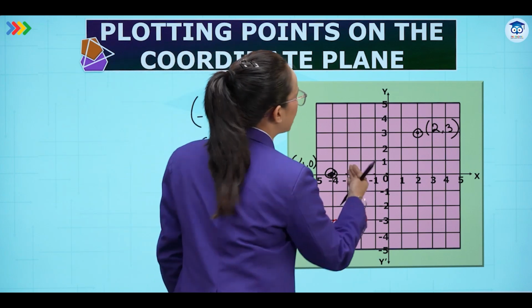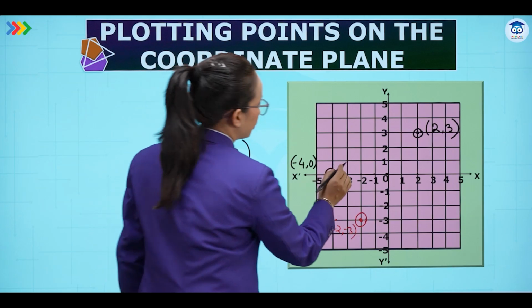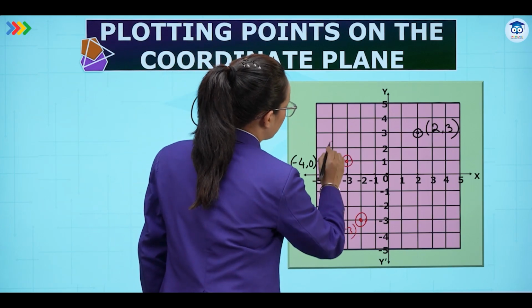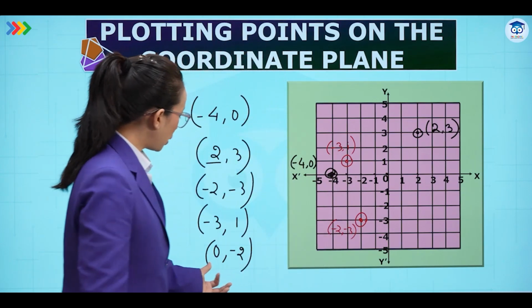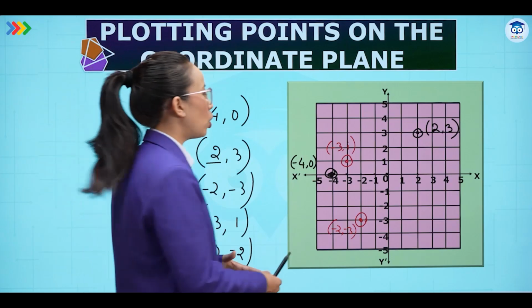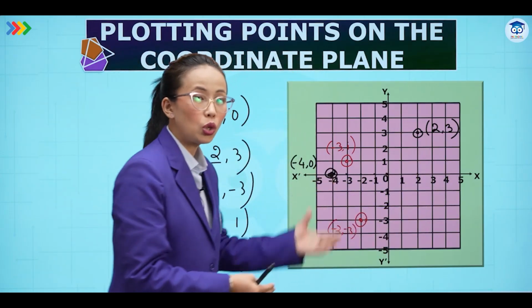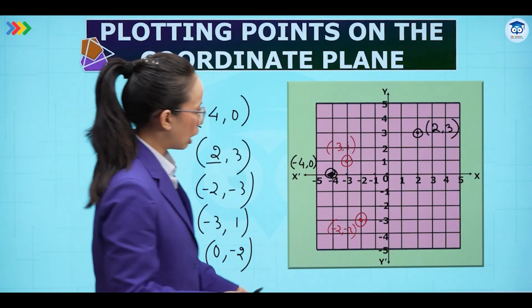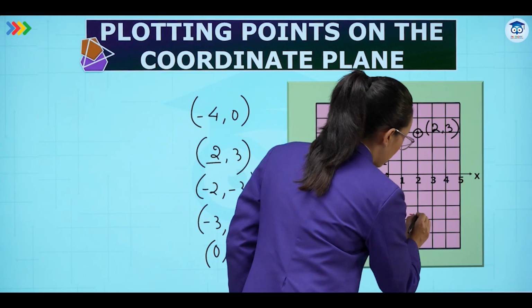Next we have -3, 1. So we will move on the left hand side, 1, 2, 3, and 1 will go up. So this is minus 3 comma 1. Next we have 0 comma minus 2. 0 means you are not moving on the left side or the right side. So we will move only down 2 steps. So this represents 0 comma minus 2.